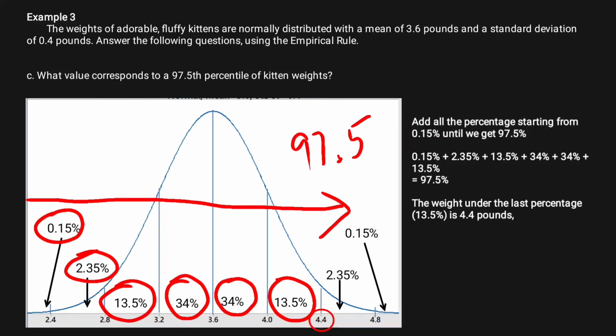Ayun, binilugan natin, 4.4 pounds. So, therefore, the 97.5 percentile of kitten weights is 4.4 pounds. Ibig sabihin yan, kapag ang weight ng kittens ay 4.4 pounds, ang rank niya is 97.5. Halimbawa, meron tayong 1,000 na adorable fluffy kittens, pag in-arrange natin, ang pwesto nung 4.4 pounds ay nasa 975, pag in-arrange simula sa pinakamagaan sa pinakamabigat. Okay? Ganun ang ibig sabihin ng percentile rank.